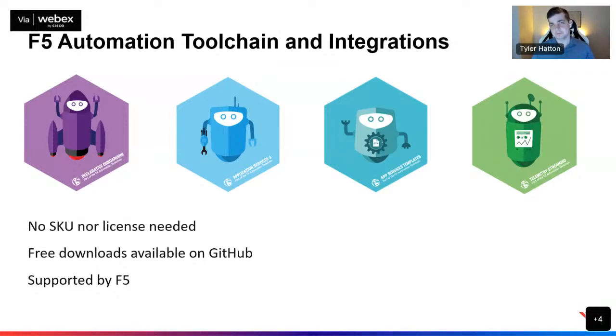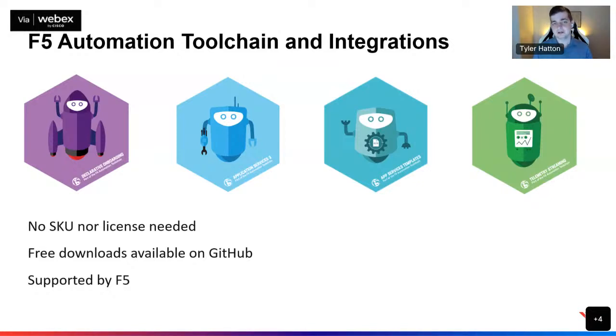For the folks who are unfamiliar with what the F5 automation toolchain is, it's a set of different plugins, integrations, and API endpoints that exist on the F5 device that makes the experience of automating and monitoring it easier for you and your organization.